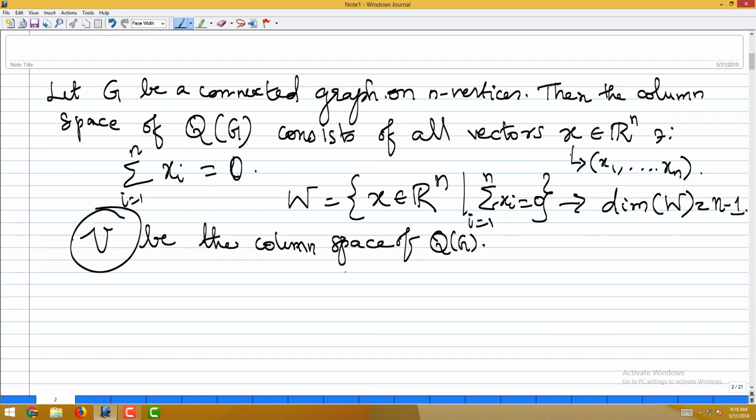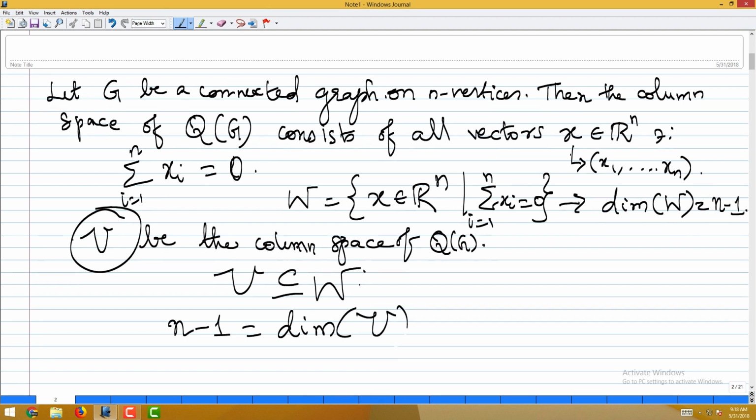So, we can immediately say that U is a subset of W, and we know the dimension of W is n minus 1. What about the dimension of U? Since we know Q's rank is n minus 1, the dimension of the range space is also n minus 1. Rank equal to n minus 1 means the dimension of the range space is also n minus 1. So, therefore, we can simply say that n minus 1 is equal to the dimension of U.